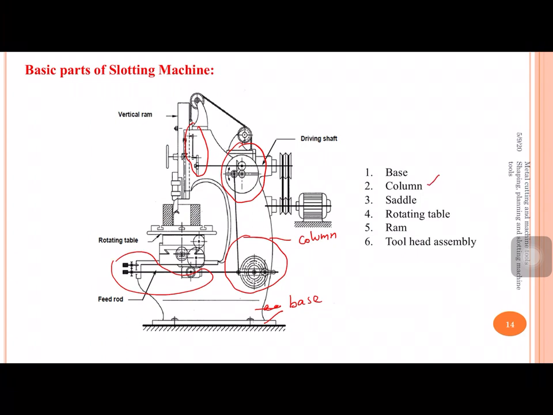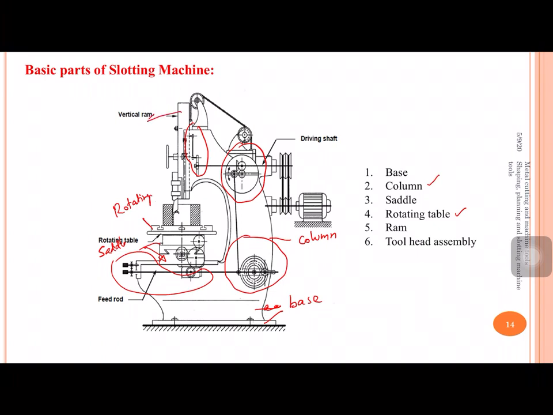Next one is the saddle. This is the saddle. Sorry, this is the saddle. Next one is the rotating table. This is the rotating table, and here you can see the rotating table has T slots, and on the T slots we place the work part by using T bolts and clamps.